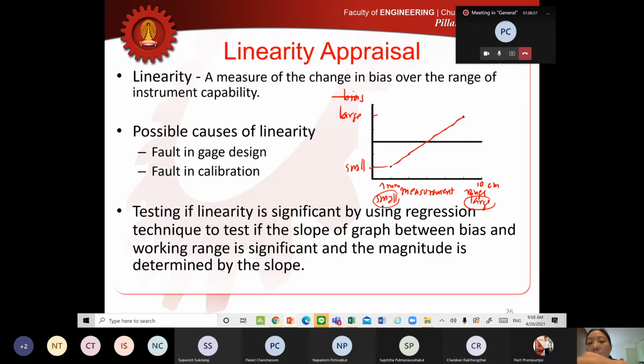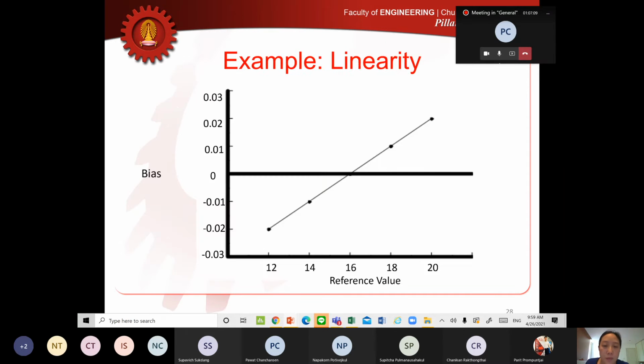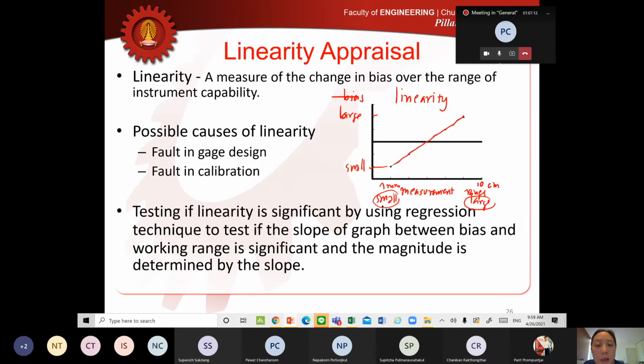So we have what we call a linearity pattern. But if there is no relationship, the graph will be like this: bias on this axis, and the measurement values, or you can call them reference values, on this axis. The graph will be like this.